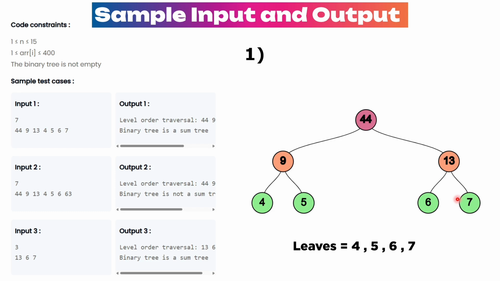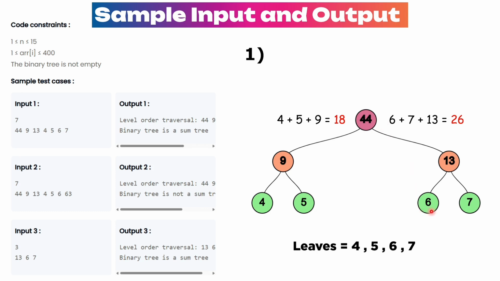As per the definition of a sum tree, we have to check whether the sum of the left subtree and right subtree equals this current node's value. The left subtree sum will be calculated by adding the leaf node values 4, 5, so it equals 9. Again, if we add this left subtree, that is 4, 9, 5, we will get 18, which is on the left side of the root node now.